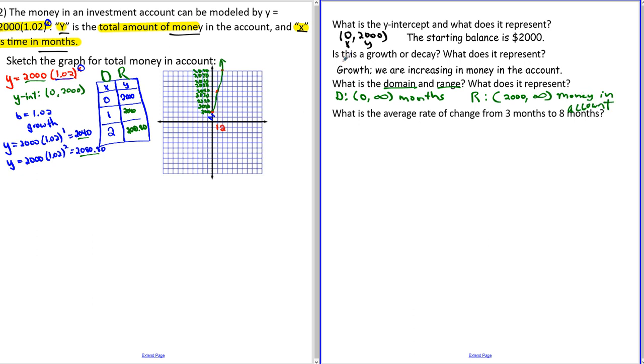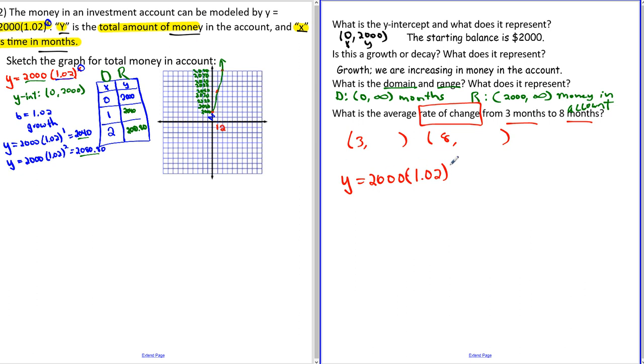Oh, look, another average rate of change problem. Everyone's favorite. Okay, well, we know it's just slope. We know 3 months to 8 months are just my x values. So how much money was after 3 months? How much money was after 8 months? Well, how do we find that out? We use the equation they give us. It's 2,000 times 1.02, and we're going to raise it first to what power? Well, we want to find out how much after 3 months. So let's get to 3 months first.